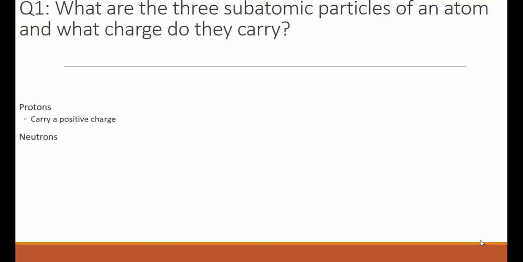I mean, the NE, I guess, but really neutron sounds more like neutral, and it carries a neutral charge or no charge. And once you got that done, there's only one left, and that's the electron, and that carries a negative charge.